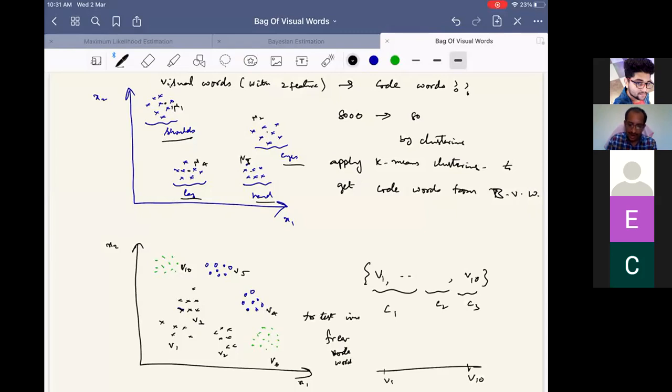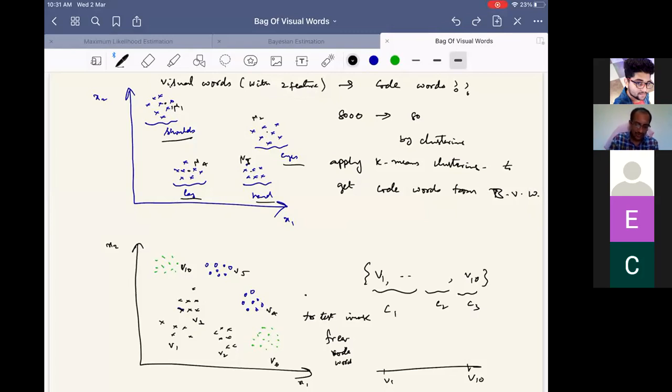I didn't get it, sir. How do I know that V1 to V4 belong to class 1? One way is, if we get the code words separately for each class, you know it a priori. These correspond to class 1, these correspond to class 2, these correspond to class 3. That is case 1.